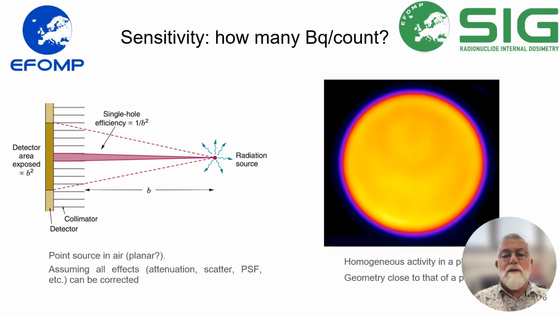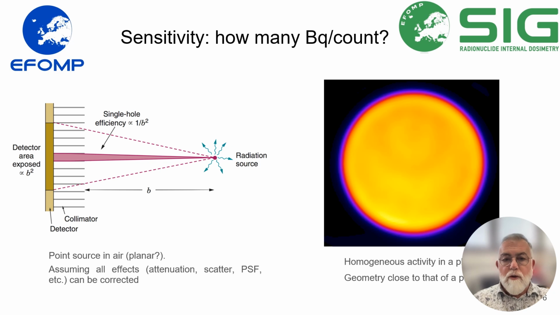So how do you measure sensitivity? How many becquerel per count do you have? There are two broad approaches. One is considering point sources in air, and the underlying hypothesis is that I'm able to do all the other corrections. My software is able to implement attenuation, scatter, PSF, etc. Everything can be corrected. So I just need a point source in air, and then I can manage the rest.